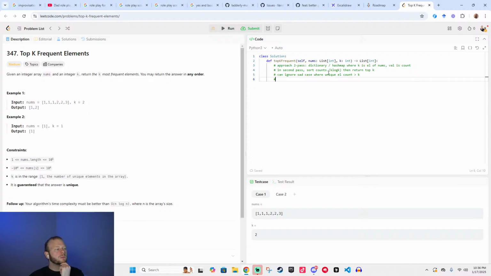So I'll have some array of length k. I can just initialize an empty array of length k. And keep pushing out the losers. So what do I want to put in this array? Do I want to put tuples of the value and its count? I guess that's right. Use an array of length k with tuples of value and count.